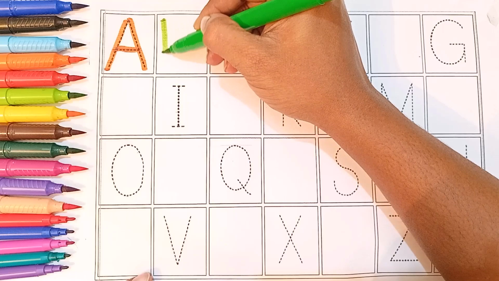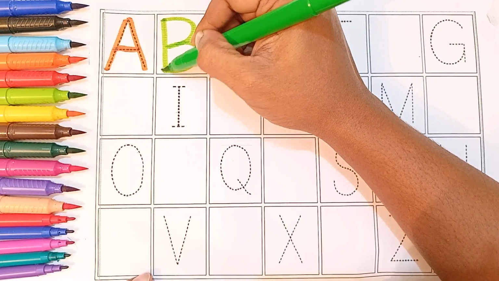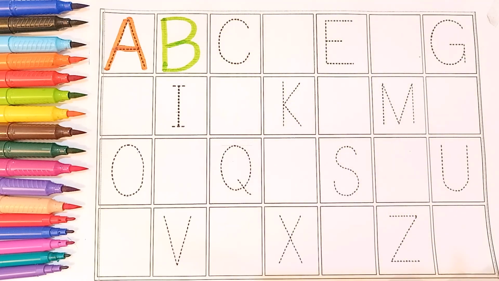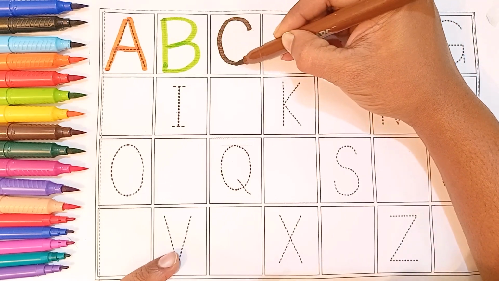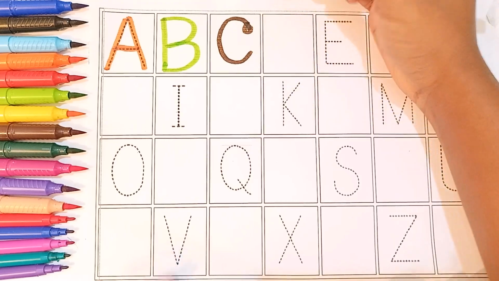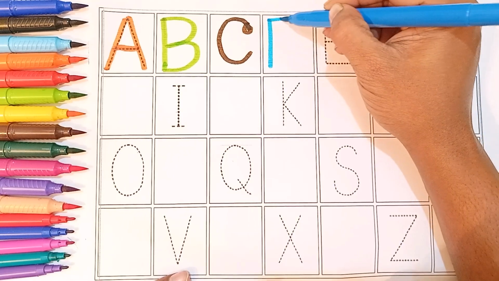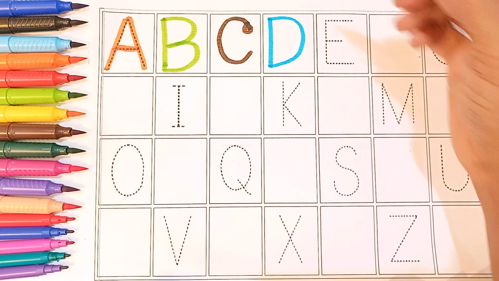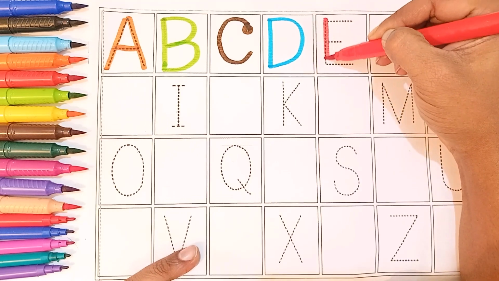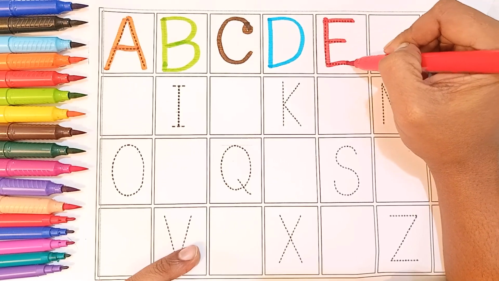A, A for apple. B, B for ball. C, C for coconut. D, D for dolphin. E, E for elephant.